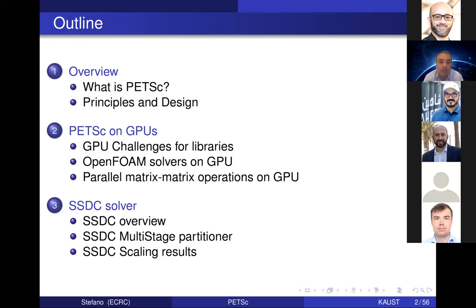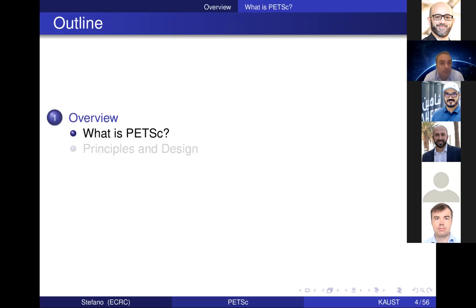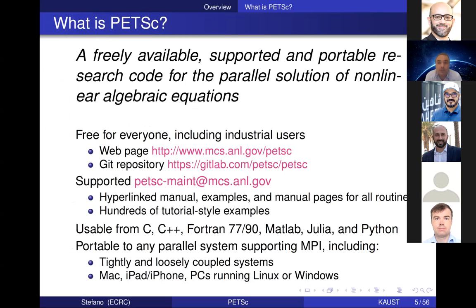And I will show you some results about how using PETSc and why we want to use PETSc and what we can get if we use PETSc. Okay, so what is PETSc? PETSc, which stands for, as I said, Portable and Extensible Toolkit for Scientific Computation, is a freely available and supported research code that aims at easing the parallel solution of nonlinear algebraic equations.